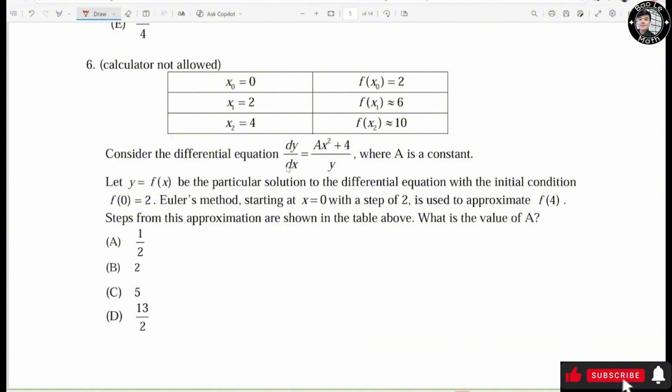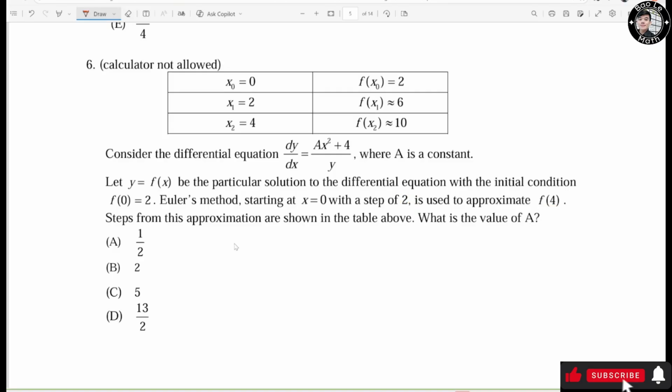Consider the differential equation dy over dx equals ax squared plus 4 over y, where a is a constant. Let y equals f of x be the particular solution to the differential equation with initial condition f of 0 equals 2. Euler's method starting from s equals 0 with step size of 2 is used to approximate f of 4. Steps from this approximation are shown in the table above. What is the value of a?